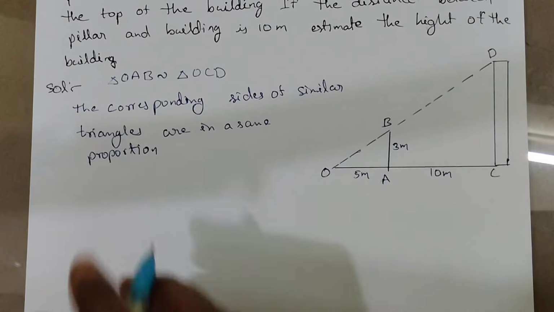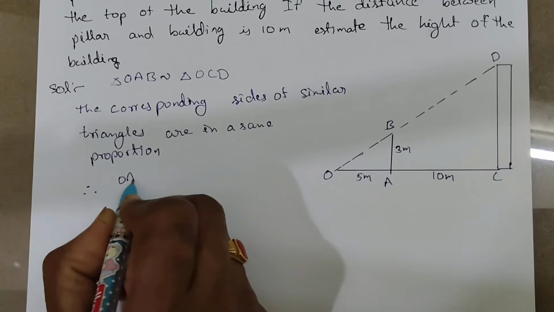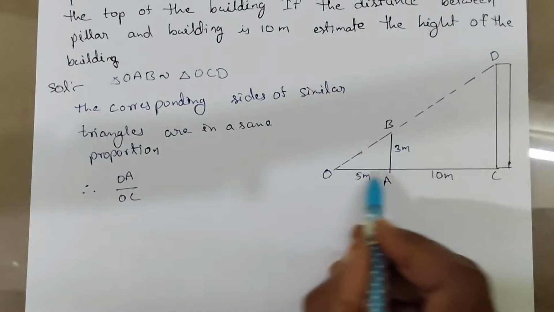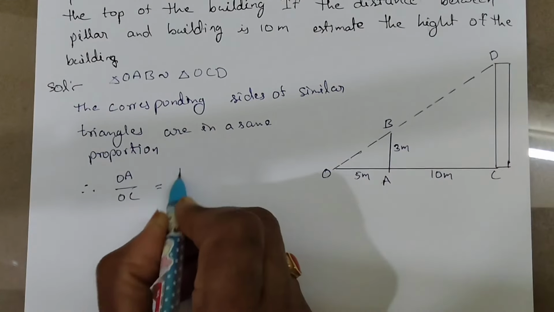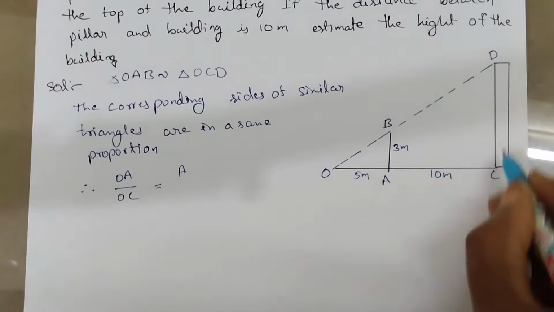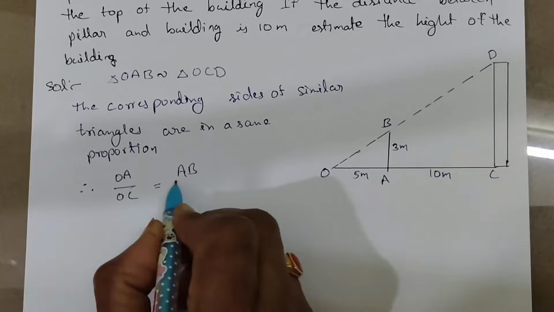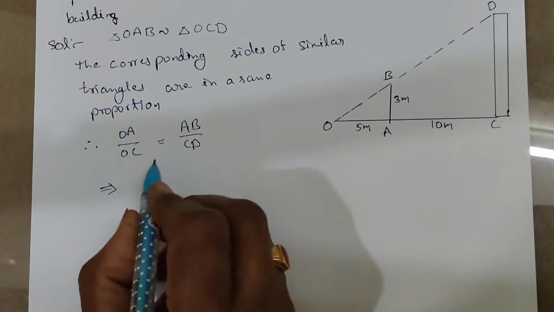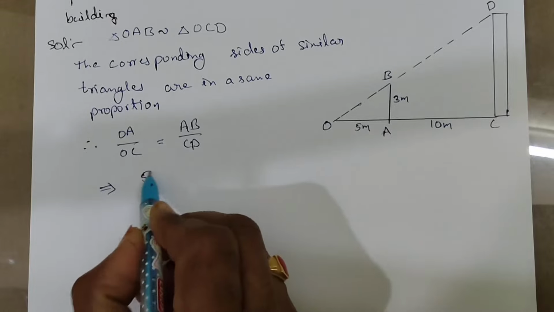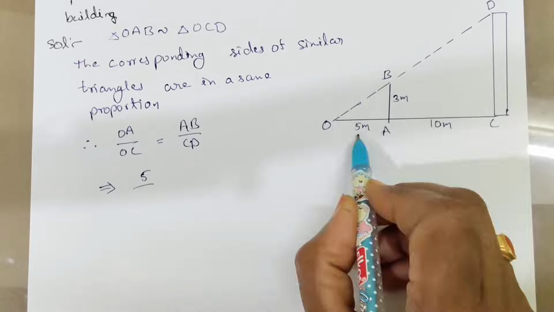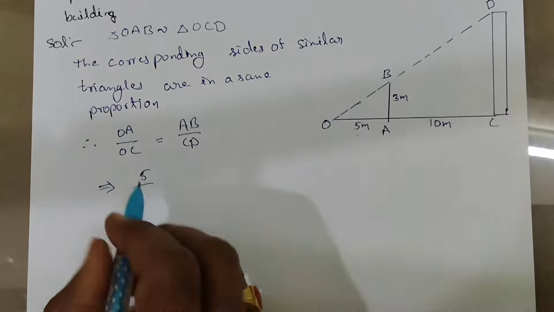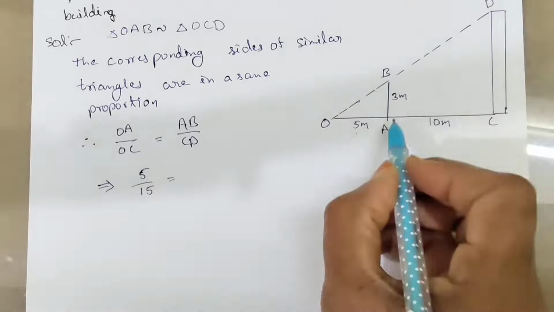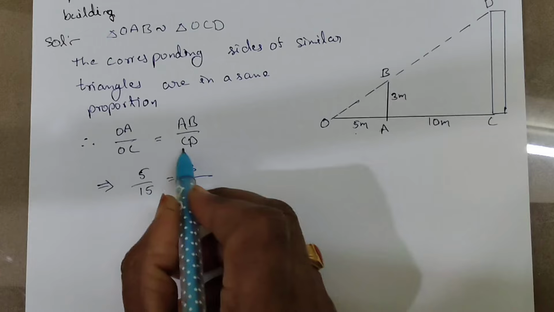Now here these sides' ratios are equal. That means OA by OC is equal to AB by CD. These two ratios are equal. So we substitute these values here. OA is equal to 5 meters. OC is 5 plus 10, 15 meters. So OA by OC is 5 by 15, equal to AB, which is 3 meters, by CD.